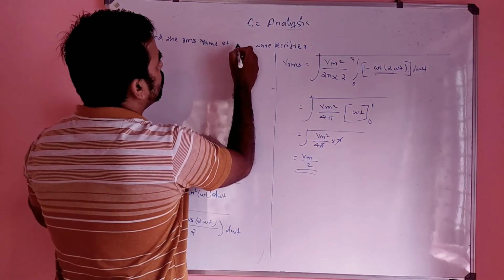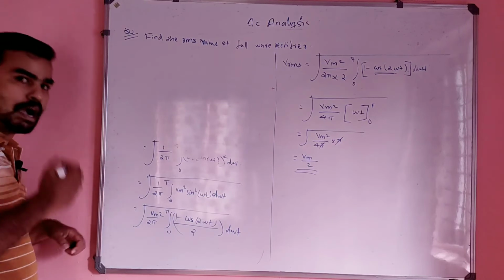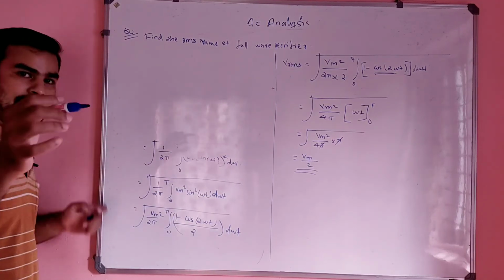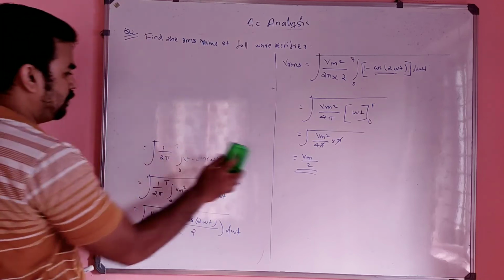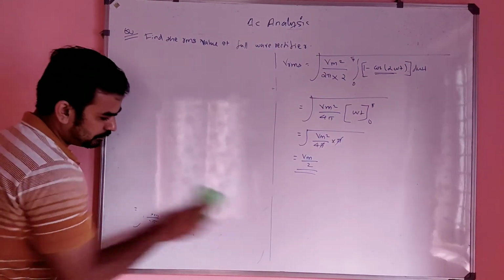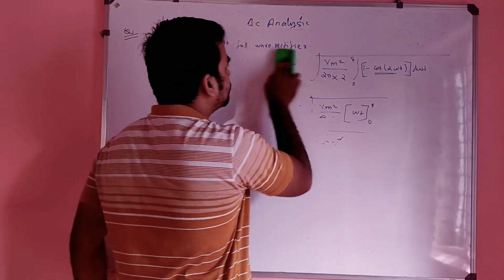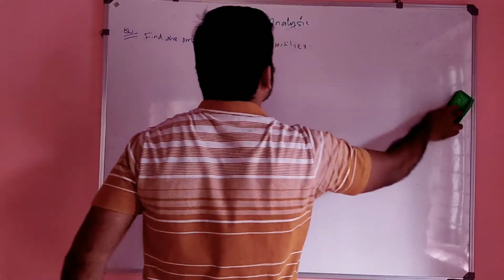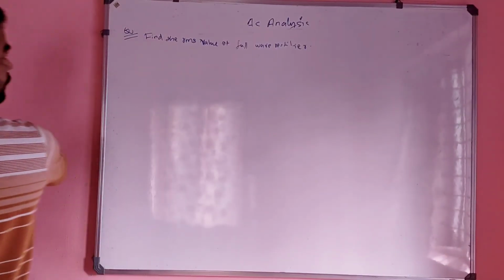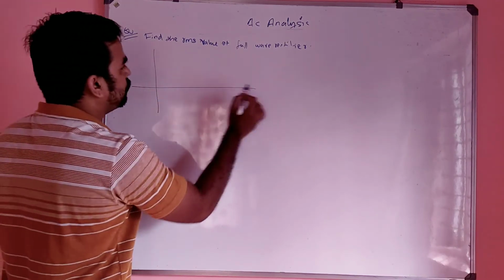Find the RMS value of full wave rectifier. How can we solve such a question? You write a question like this: find the RMS value for full wave rectifier. How can we find that? This is nothing but a full wave rectifier.